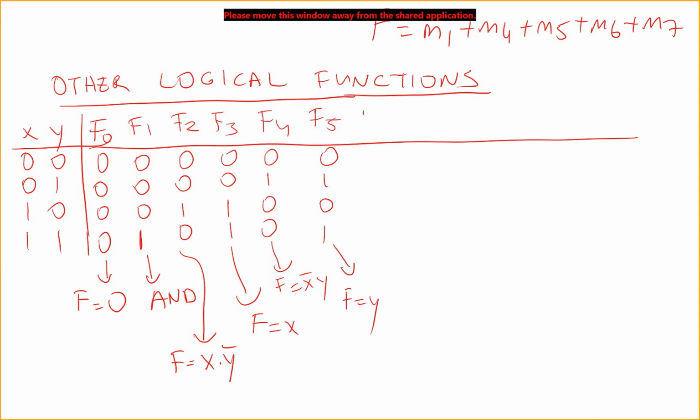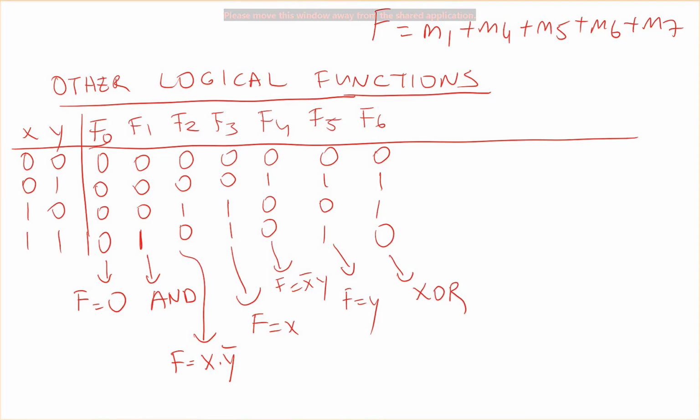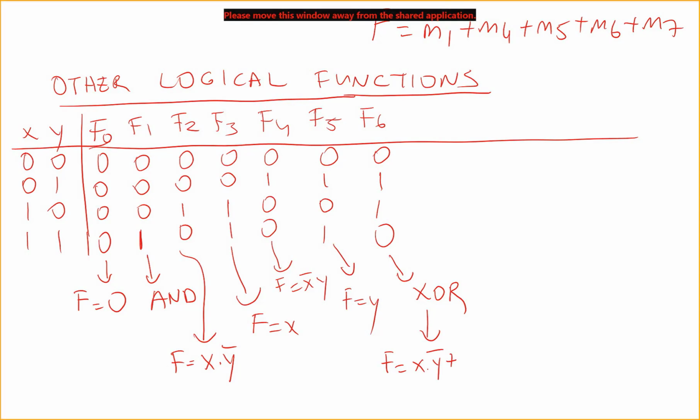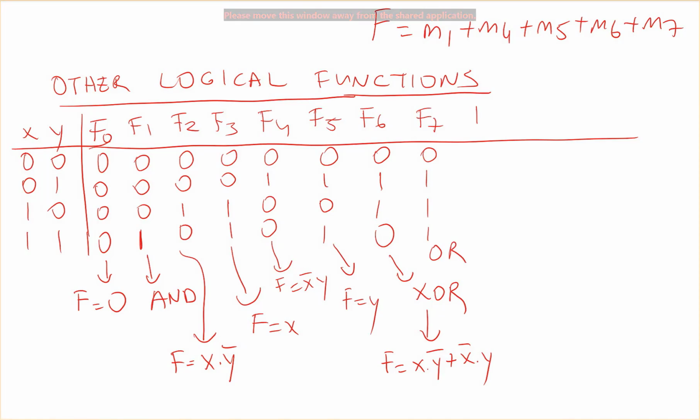So f6 is an important function for us. 0, 1, 1, 0. We call this function an XOR function. And this XOR, you can write it like this: x and y' or x' and y. f7 is 0, 1, 1, 1. So this is our OR function. We have seen this already.